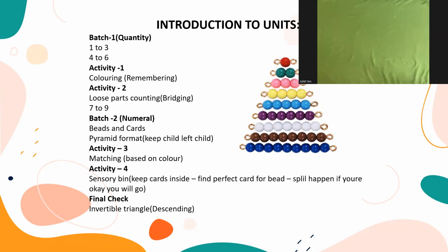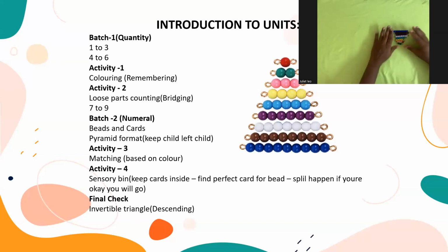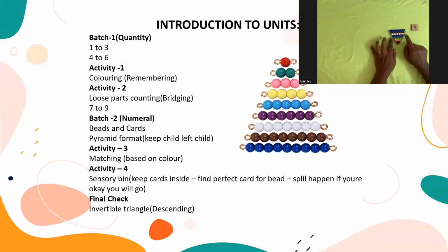Then the last thing. From the beginning we have used the pyramid shape, from the smallest number to the largest number. But at the end, once the child gets some confidence in the numbers, both quantities and numerals, we may use inverted triangles, so that the child now needs to match the numbers from 9 to 1, in reverse order. First the child needs to match 9, then 8, 7, 6, 5, 4, 3, 2, 1. So this is the final check.